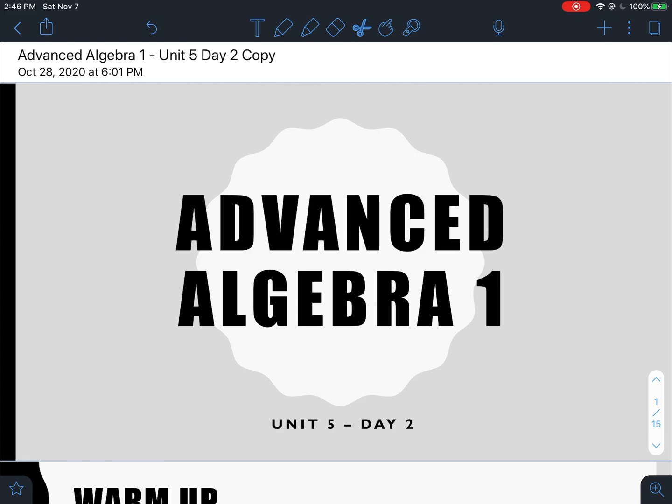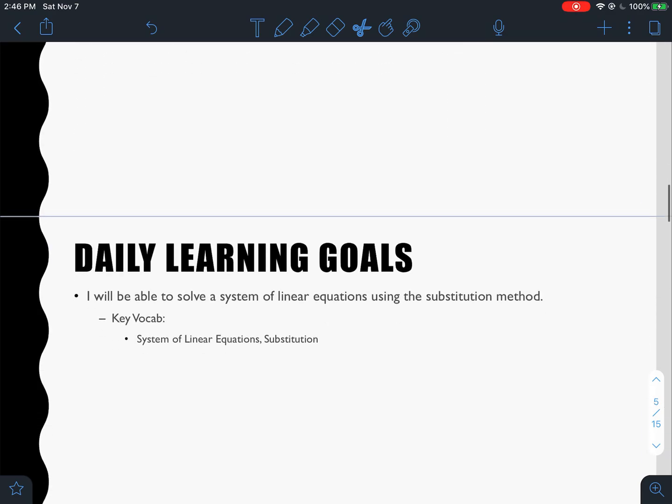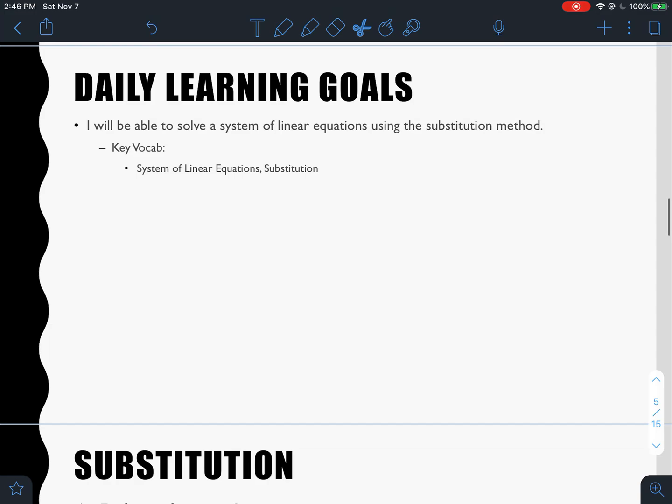These are your notes for Unit 5, Day 2 of Algebra. If you would like to see the warm-up, our review question, or any homework questions we covered in class today, just look at the finished notes.